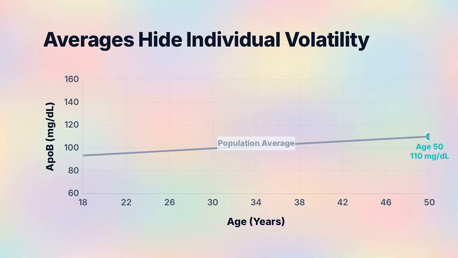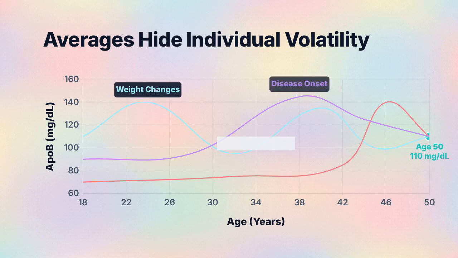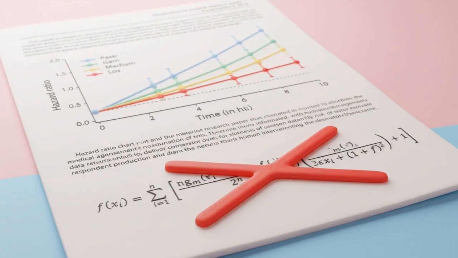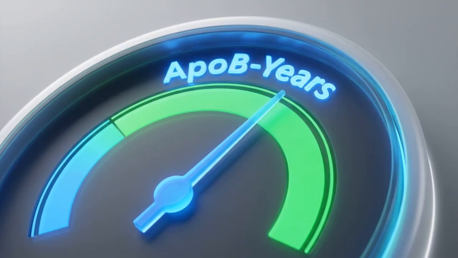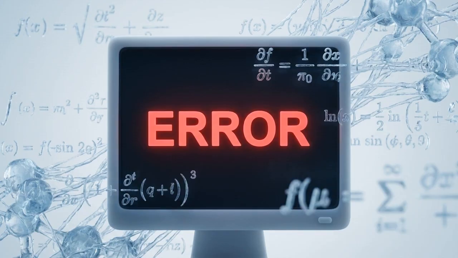But a population average cannot model an individual. As the line splinters, the margin of error becomes obvious. Individual lipid trajectories fluctuate widely due to weight changes, disease onset, or menopause. Furthermore, the published hazard ratios for cumulative exposure were derived from specific age windows in controlled cohorts. They cannot be mathematically exponentiated into a lifelong individual risk multiplier. apoB-years is a vital descriptive concept, but deploying it today as a personalized diagnostic score without proper validation is mathematically invalid.